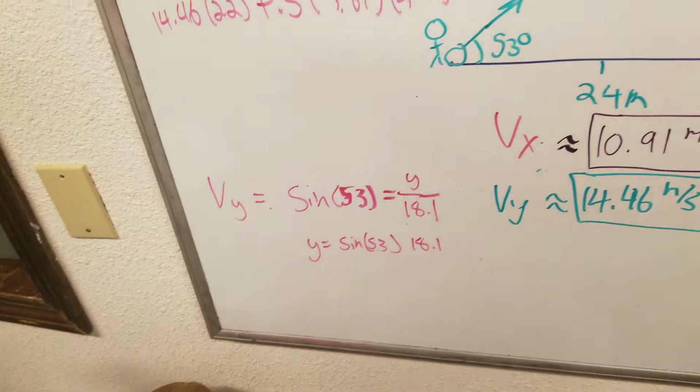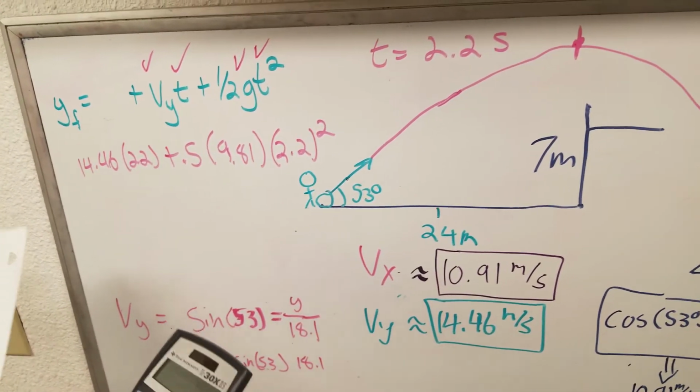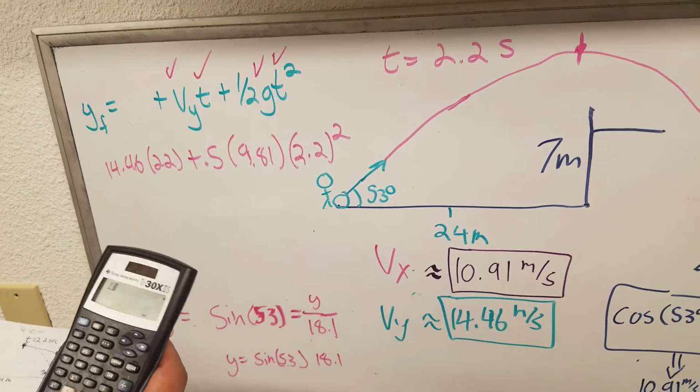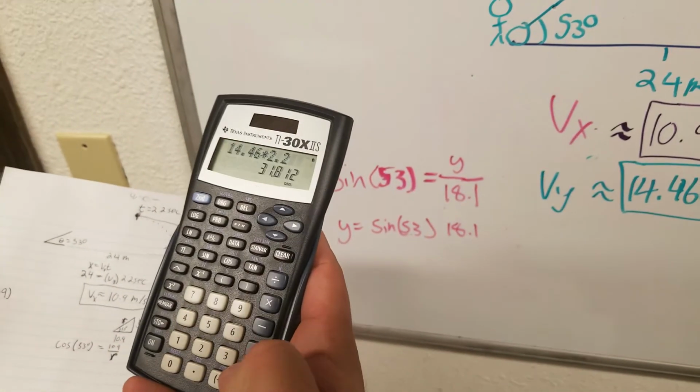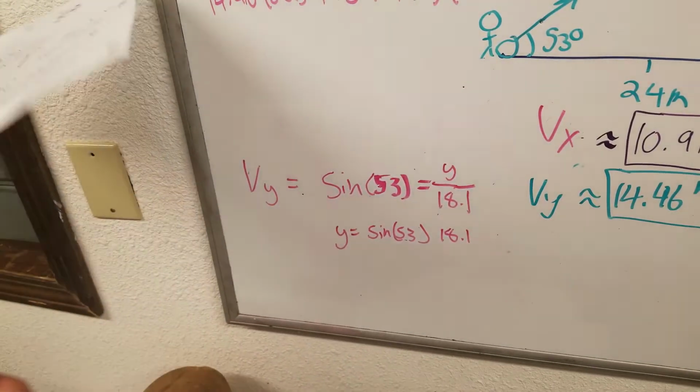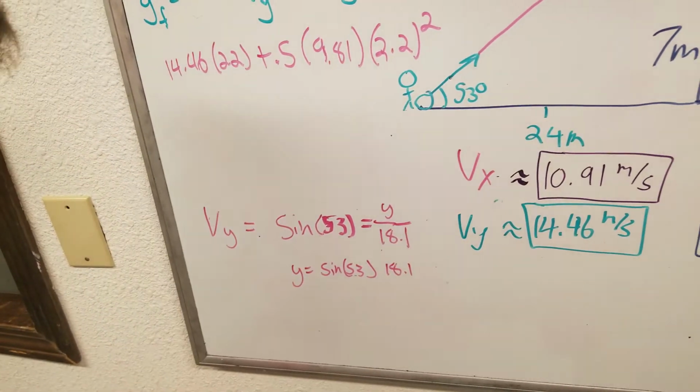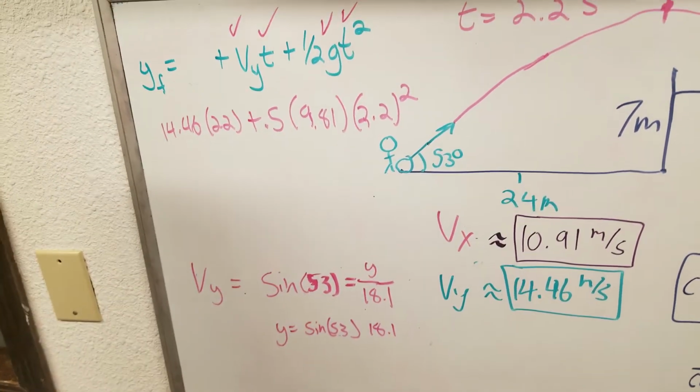Well, let's just do it step by step. I'm probably just making an algebraic mistake here. All right, 14.46 times 2.2. Okay, that gives me 31.812. Oh, I made this mistake right at the beginning.